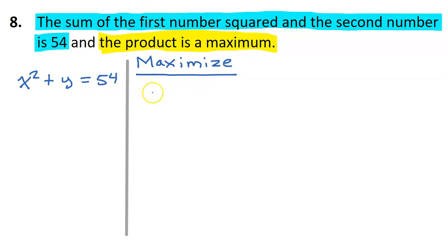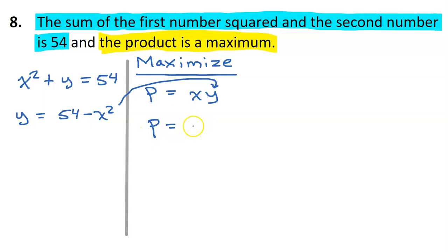So that means x times y. Well, let me write p equals x times y, p for product. We have two variables. I'd like to have only one variable. So I'm going to isolate the y. Subtracting x squared from both sides, I have y equals 54 minus x squared. So I can now substitute that in right here.